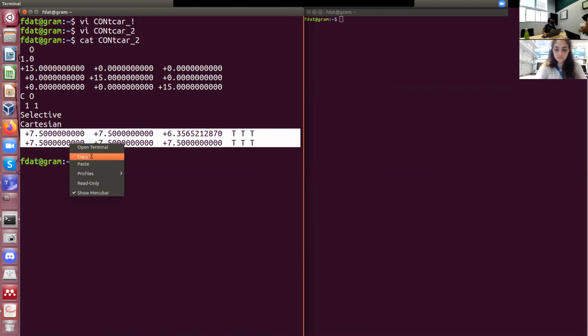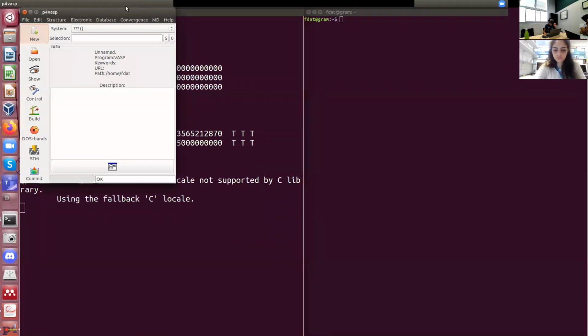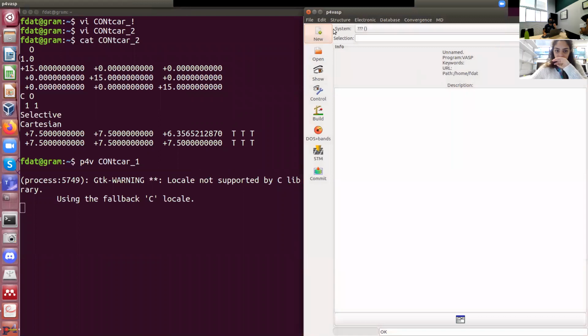You copy them, okay. Then let's say you will have CONTCAR one. Now I'm doing it with Python for VASP because I'm doing it manually, but you will need to find a way to do it automatically, okay?